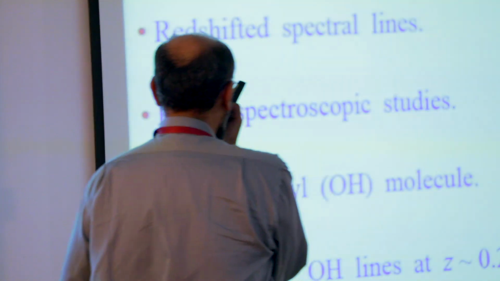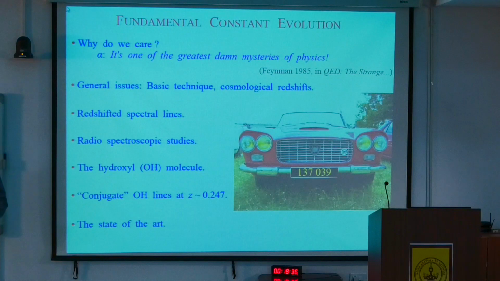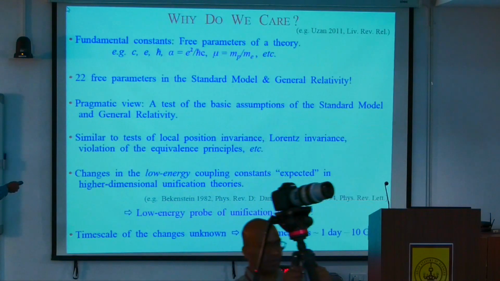So I will tell you a little bit about the basic technique. What principles go into measuring fundamental constant evolution, and I'll tell you a little bit about atomic clocks as well, but I will focus mostly upon cosmological redshifts via what are called redshifted spectral lines, and this will be broad background. And since I thought I should present you some new results, new at least, about a year old now, I decided to focus on the hydroxyl OH molecule and tell you a result that we've gotten using what are called conjugate satellite OH lines at redshift of 0.25. I'll tell you where we are, and I probably won't have time to tell you where we want to go to, but there's lots of time for questions.